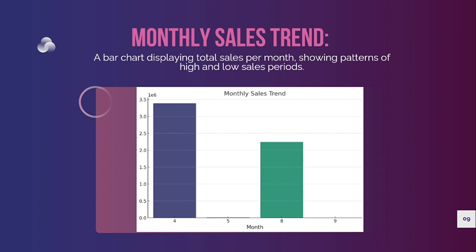Monthly sales trend. This bar chart displays the total sales per month. From the chart, we can observe patterns of high and low sales periods. For example, the sales peak during certain months, which could correspond to holiday seasons or special promotions. This helps in identifying trends, which are critical for businesses to plan marketing campaigns and stock inventory accordingly.